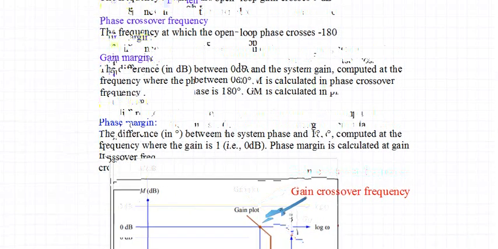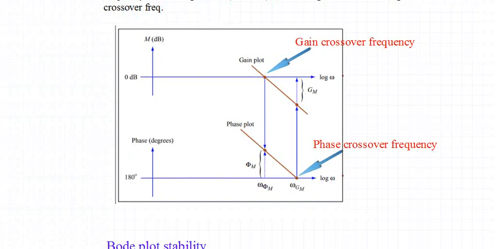So what is gain crossover frequency? Look at this particular figure. Gain crossover frequency is obtained from the gain plot. Where the gain plot crosses 0 dB, that particular frequency becomes the gain crossover frequency. So identify the frequency where the gain is crossing 0 dB, and that frequency becomes the gain crossover frequency.